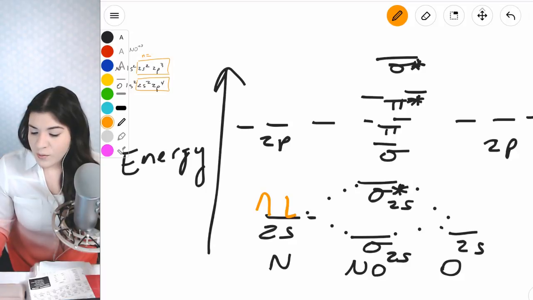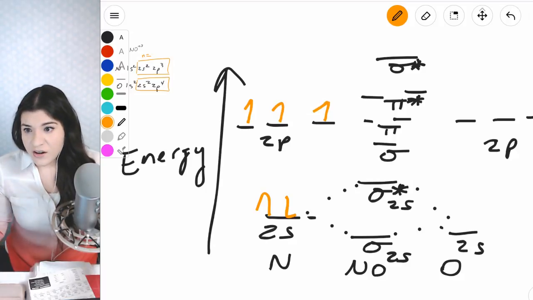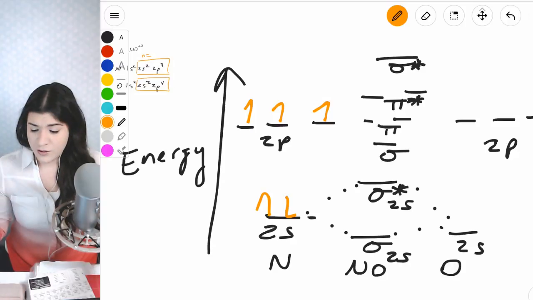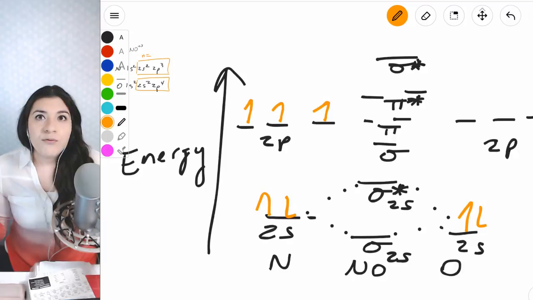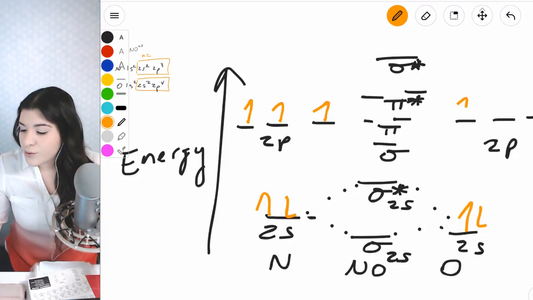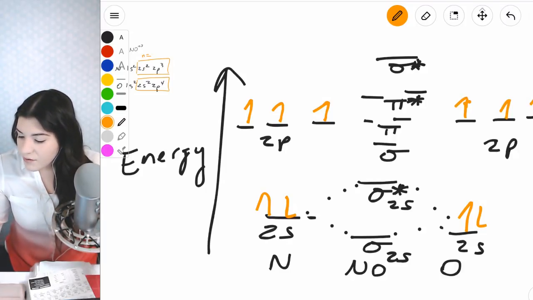So I'm going to fill this like this, 1, 2, and 3. And then on oxygen, I'll do the same thing. However, it's 2p4. So this would have filled our s orbital. However, we now have 4 electrons to work with. So this is 1, 2, 3, and I'm going to come back 4.